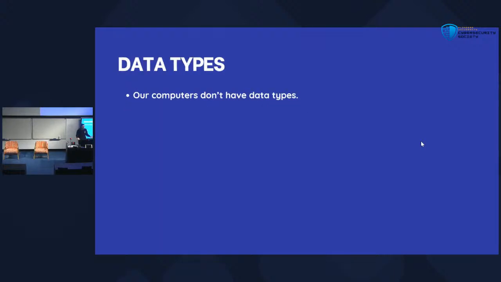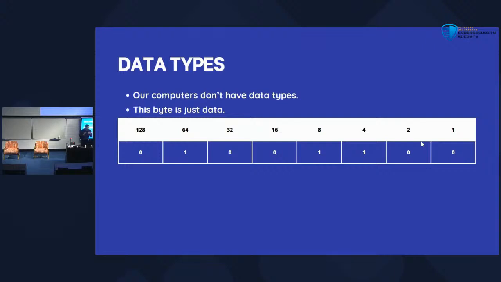And it's because we don't actually have data types. Data types are a myth. That's just something that we've come up with as programmers to make it easier to work with computers. But bytes are just data. This byte is just data. It has no data type. This is just the ones and zeros that make it up. Its meaning changes based on how we interpret it, and we interpret it with its data type.